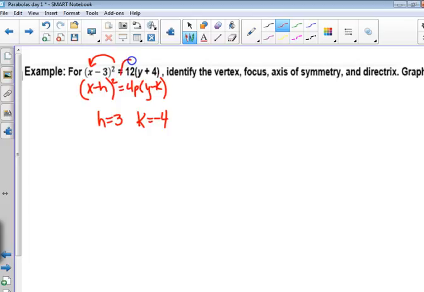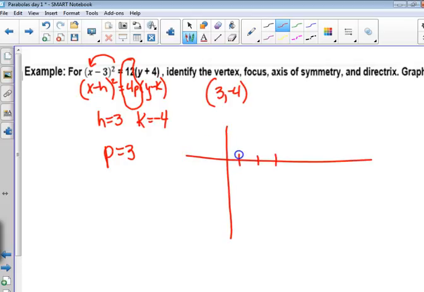And that p is, well, right here, 4p is 12, so p is 3. Then I would graph. The vertex is at (3, -4), because it's always (h, k). 1, 2, 3, 1, 2, 3, 4. Okay, there's my vertex. P is positive, it's greater than 0, so this is going to open up. I'm going to do a really bad little sketch just to remind myself it's going this way.